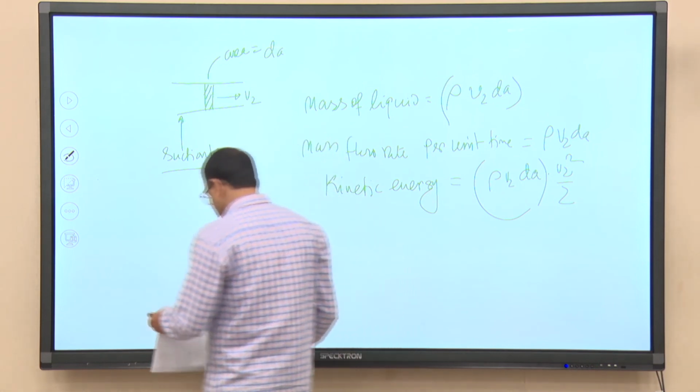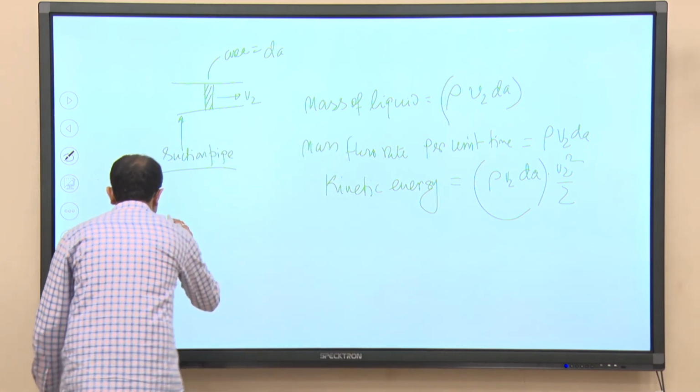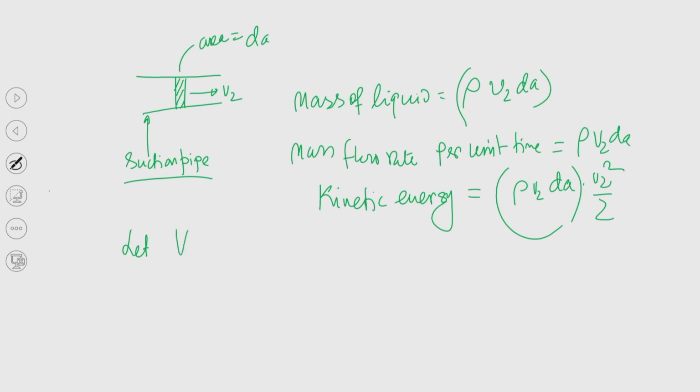So, let capital V be the mean velocity, I am highlighting the word mean velocity. This is the mean velocity of flow, and let alpha be the kinetic energy correction factor.